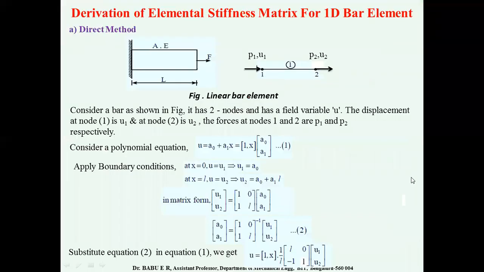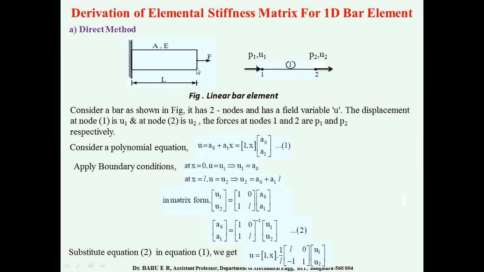Dear students, let us start with derivation of elemental stiffness matrix for 1D bar element. In order to derive elemental stiffness matrix, we have two methods. One is the direct method, the other is the strain energy method. Now let us see the derivation of elemental stiffness matrix by using the direct method approach.